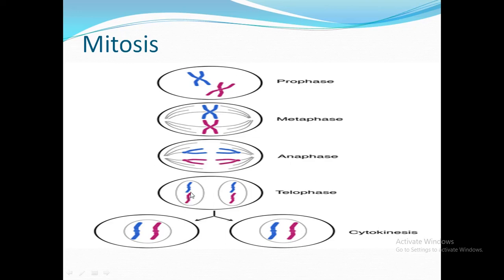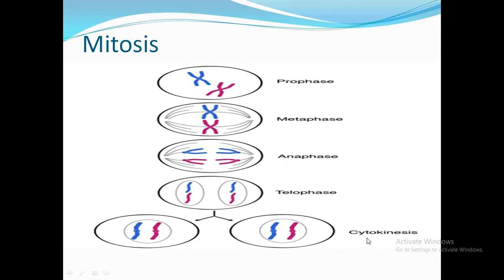And their chromosomes start decondensing. That is, chromosomes start converting into chromatin, and then the nuclear membrane reappears in telophase. So at the end of telophase, you'll get two nuclei at the opposite poles of the cell. Now this is all karyokinesis: prophase, metaphase, anaphase, and telophase. It all comprises karyokinesis, that is, division of the nucleus.